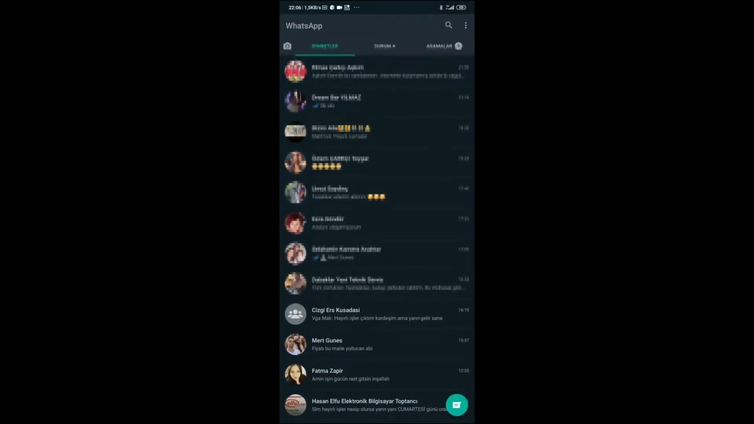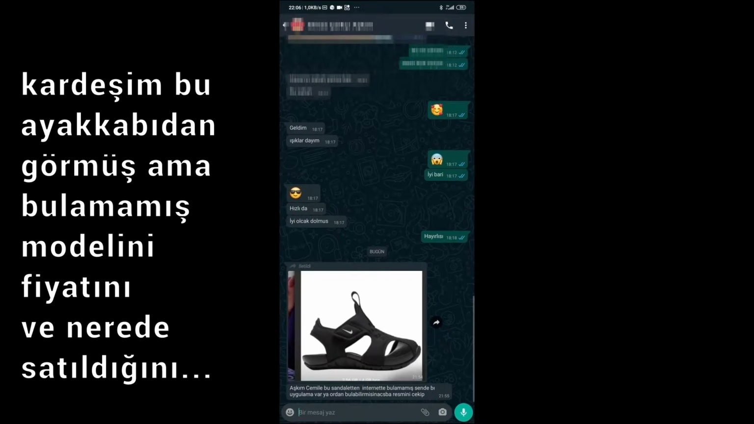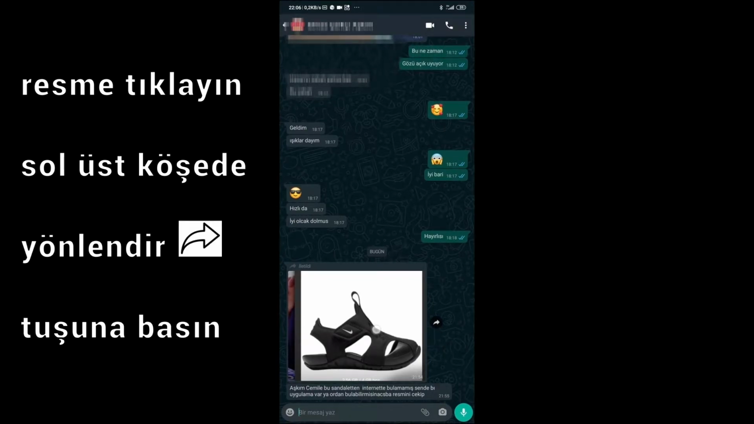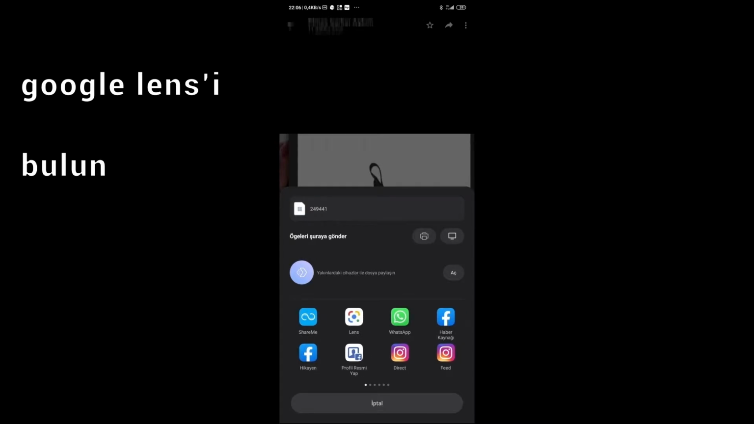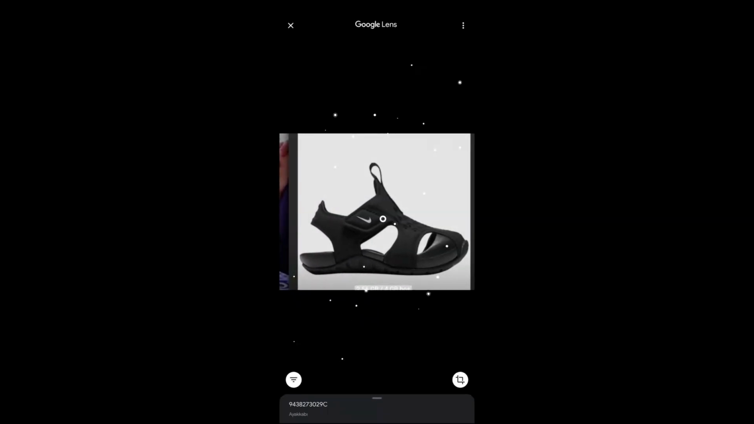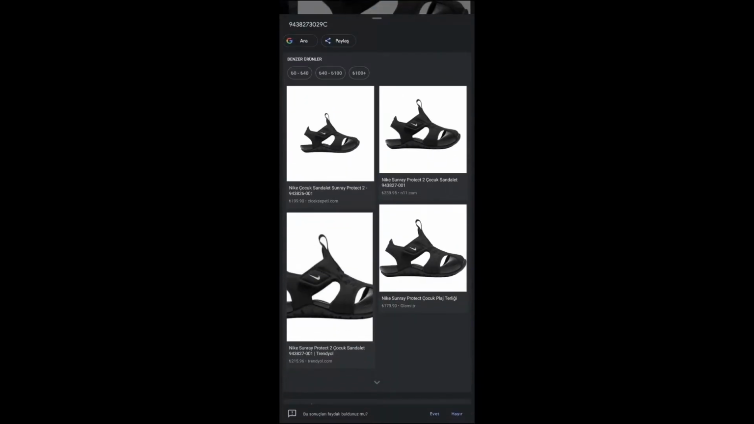For example, my sister sent me a picture of shoes and said, "Can we find it?" I clicked on the picture and the three dots in the upper right corner, and selected share. I found the lens, scanned the shoes and found the same ones on the internet. Where, how much, the brand, the model, I found them all in great detail.